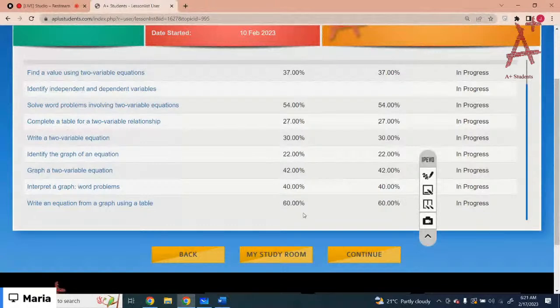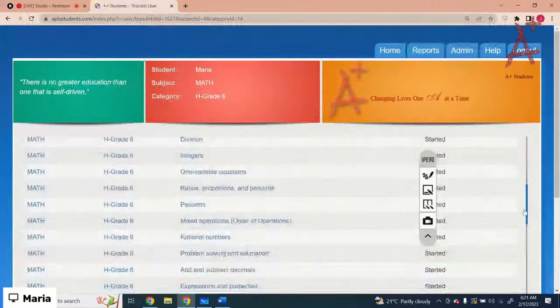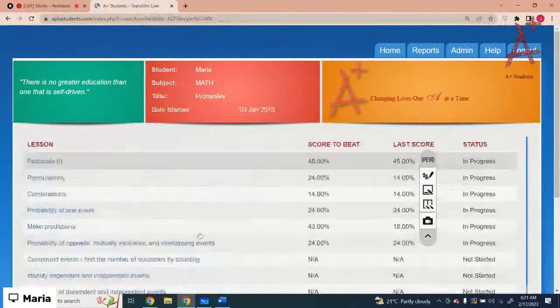Let's just start with the next lesson. The next lesson is probability. Here is the lesson, probability. So let's start with the probability. Okay, we're going to start with the first lesson, that is factorials. So let's just start with the factorials.